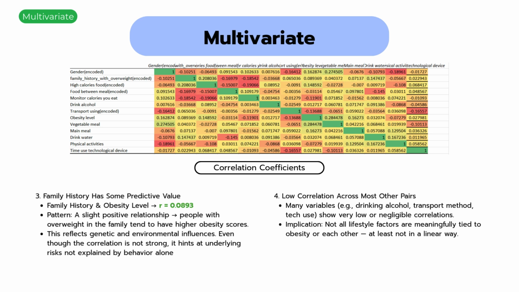And next is low correlation across most other pairs. Many variables such as drinking alcohol, transportation, and technology use show very low or negligible correlations.